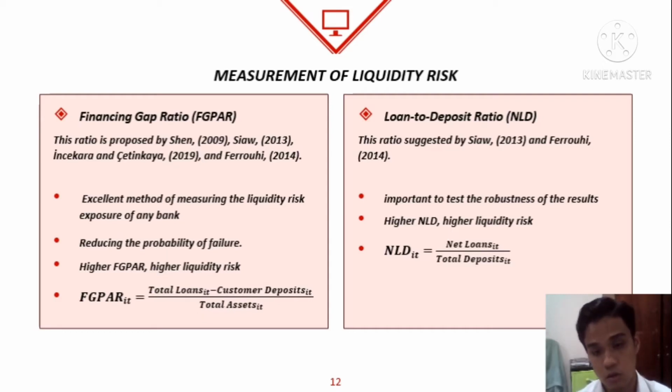For the loan to deposit ratio, NLD, this ratio is suggested by Xiao 2013 and Farahi 2014. This ratio is important to test the robustness of the result. Higher NLD, higher liquidity risk. NLD is equal to net loan divided by total deposit.